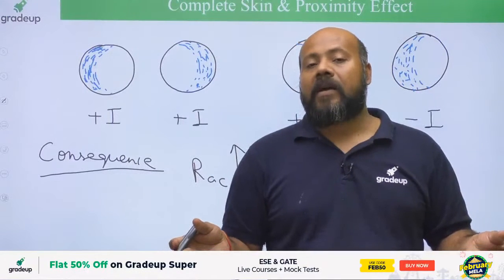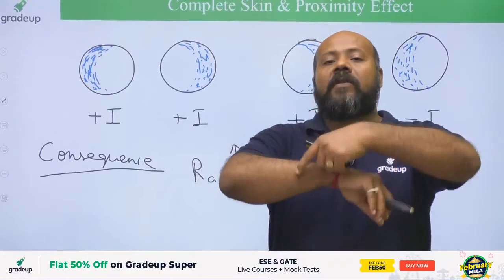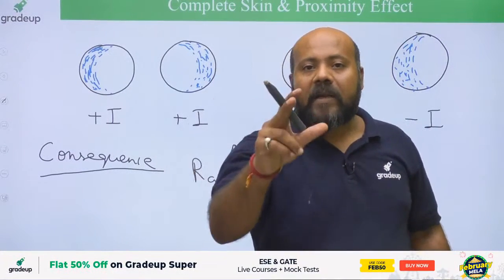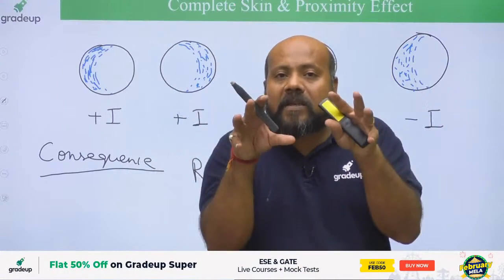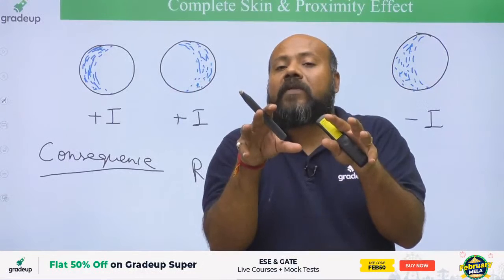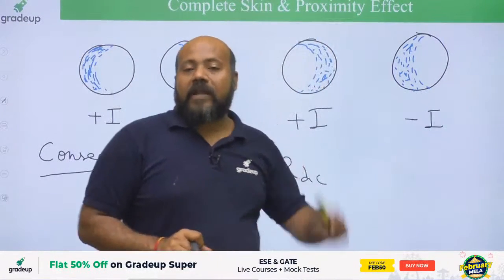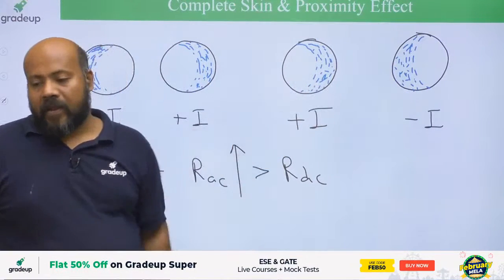What is the idea? You are talking about skin effect. When you talk about skin, you talk about one conductor. And when you talk about proximity, proximity means nearness. Nearness will only come into the picture when you are talking about at least two or more than two conductors. But the effect or the consequence of effect is going to be same.